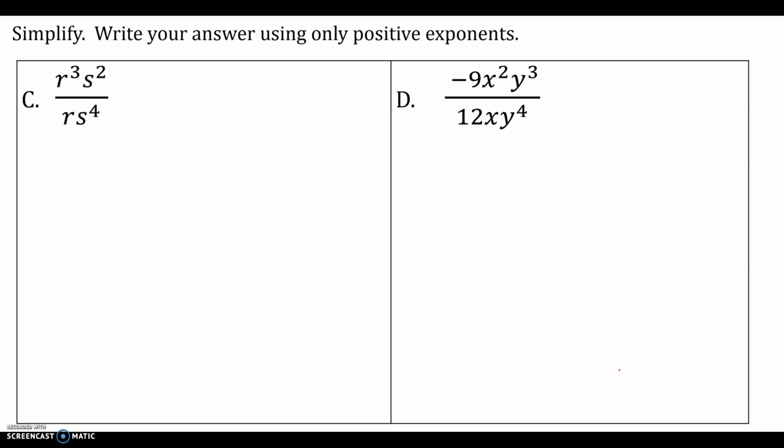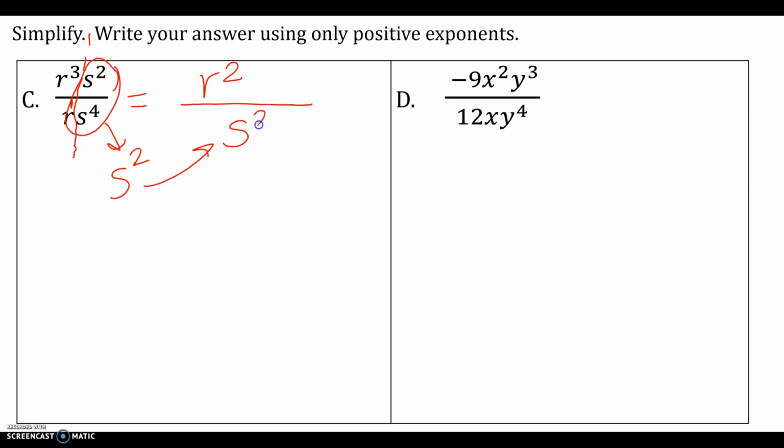Now we're going to do two letters. Do them the same way we've been doing before. Draw a dotted line and separate the problem. So we have r cubed over r to the first. If you subtract that, you're going to get r squared, and it's going to go on the top because the 3 was bigger than 1. Look at these, and you're going to get s squared, and it's going to go on the bottom because the 4 was bigger than 2. So there's your answer.